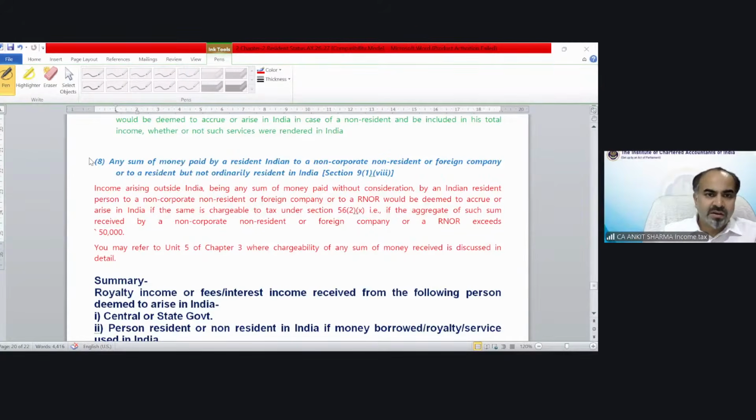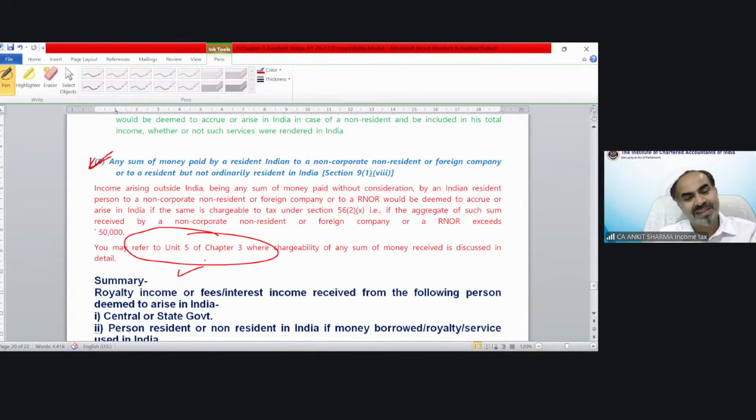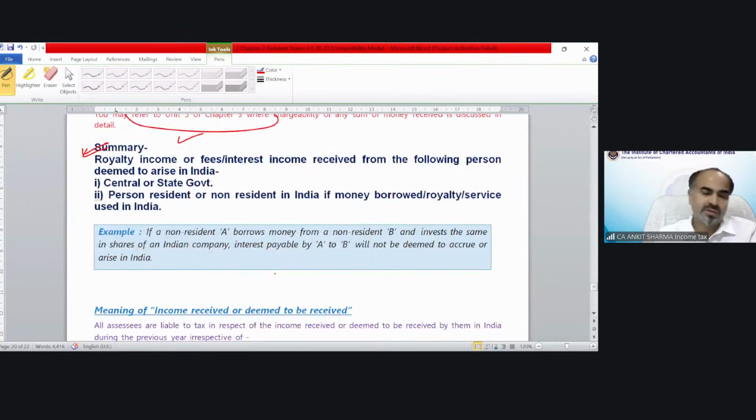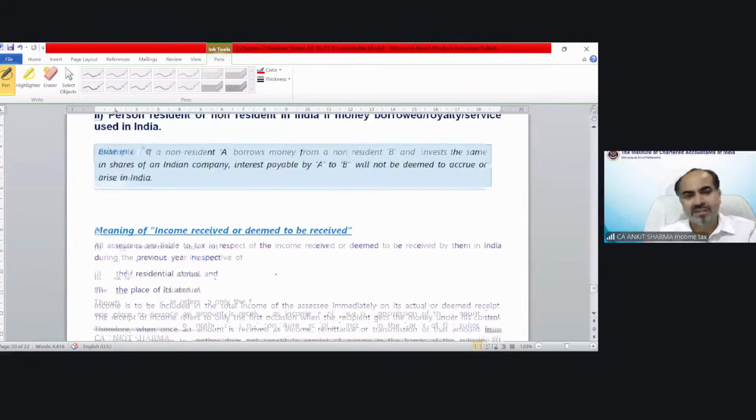Now 8 point, you can read it, but that is going to be discussed in detail in chapter 3 of unit number 5. So you can skip it, just read it out. Summary, whatever we have discussed with the diagram, I have made a summary of also that provision, that if royalty, fees, interest from the following person deemed to arise: central state government, person, resident, non-resident, if that amount has been used in India, that is going to be taxed.